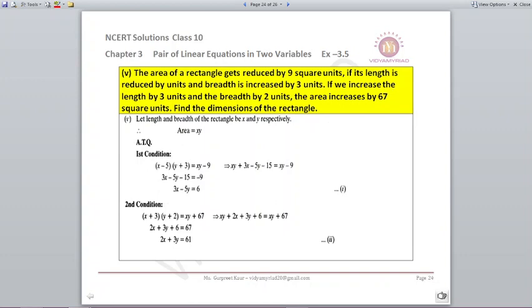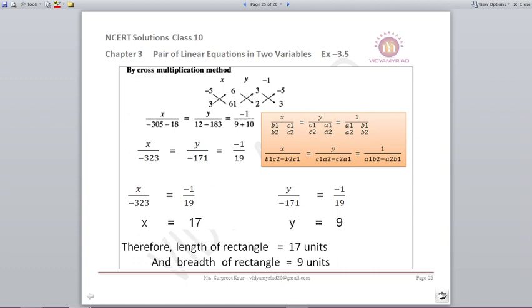In case 2, they are saying length is increased by 3 and breadth by 2 units. So (x plus 3)(y plus 2). We will multiply, which is equal to xy plus 67, because area is increased by 67. So on solving this, we get 2x plus 3y is equal to 61, which becomes your equation number 2. So we have first equation, second equation. Using this, we are going to use cross multiplication method and we will find length and breadth.